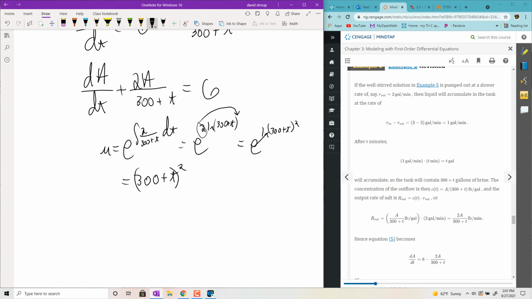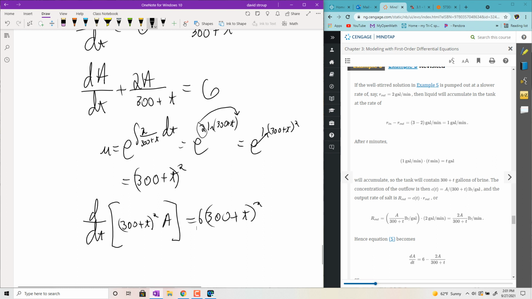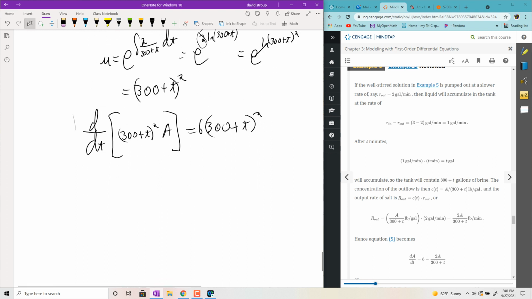Okay. Then I'm going to multiply through and collapse the left side, so I get the derivative with respect to t of mu, which is 300 plus t squared, times a. And on the right-hand side, I'll have 300 plus t squared times 6. I want to integrate both sides. On the left here, I just have 300 plus t squared a.